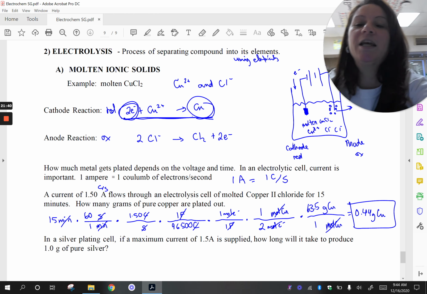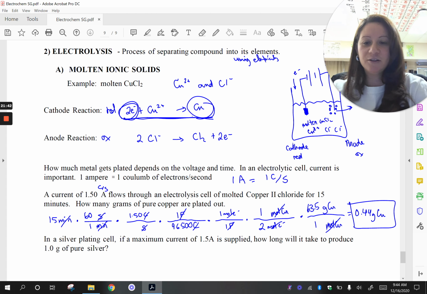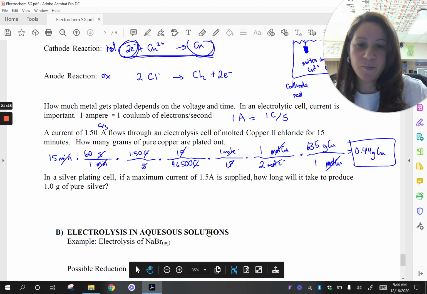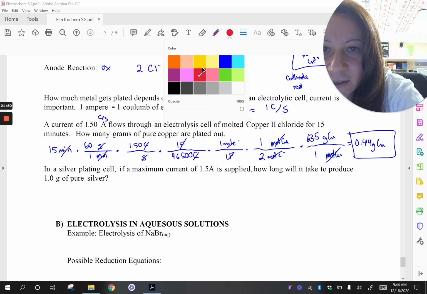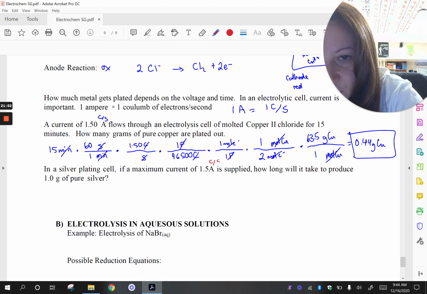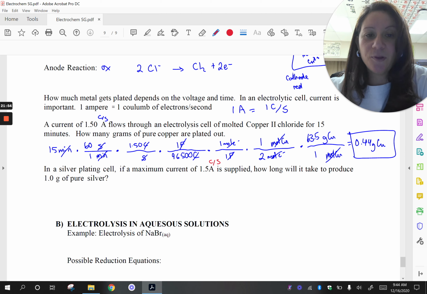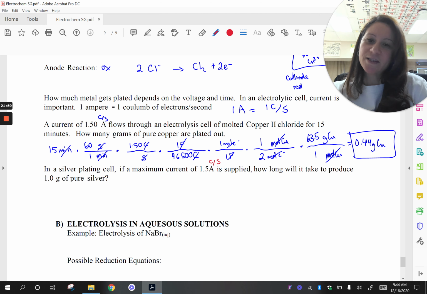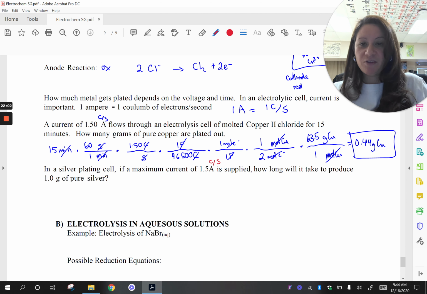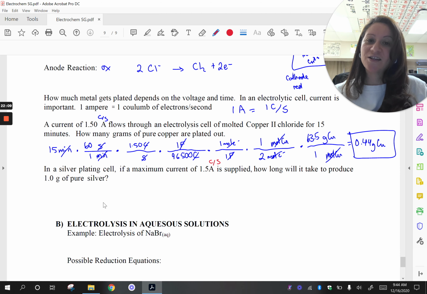Let's try another one. It says, in a silver plating cell, if a maximum current of 1.5 amperes, and again, as soon as I see amperes, I write coulombs per second, is supplied, how long will it take to produce 1.0 grams of pure silver? So this is the opposite question. In the previous one that we just did, we were given the time and the current, and we were asked for the grams. Now we're given the grams and the current, and we're asked for the time. So let's start with my 1 gram.